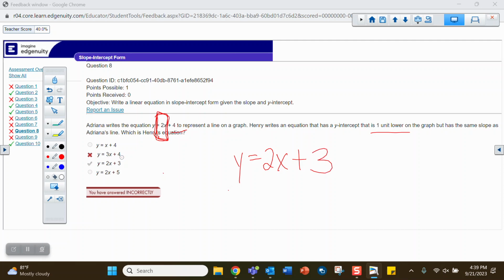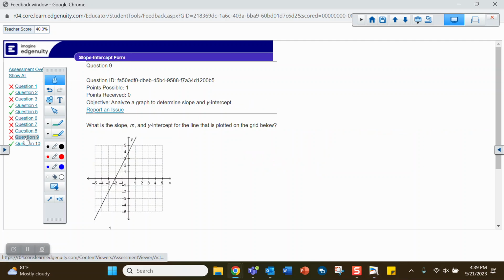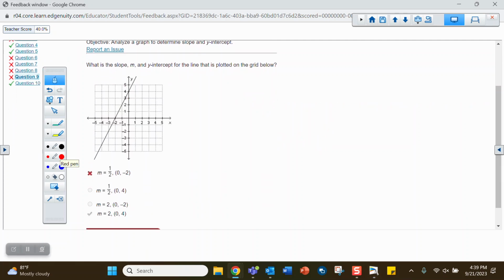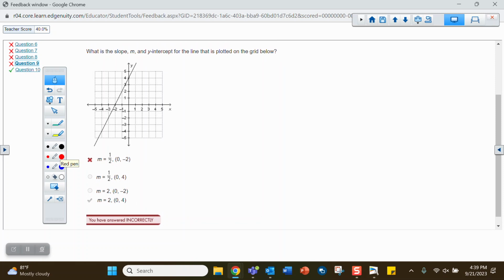And I'm not sure why you picked this one, but you picked one that had a slope that was 1 more. But it says the slope is the same. What is the slope and the y-intercept of the line that is plotted on the grid below? Okay, the y-intercept is 4. We name that 0, 4. And you picked one that says 0, -2.